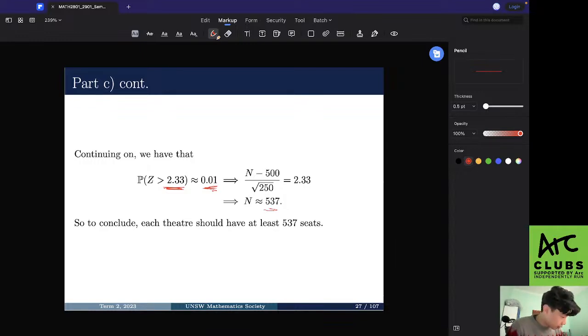So what we've shown is that if we have an n of 537, then there is a 1% chance that we have to turn away a customer. Otherwise, 99% of the time, every single customer will be seated in the two theaters.